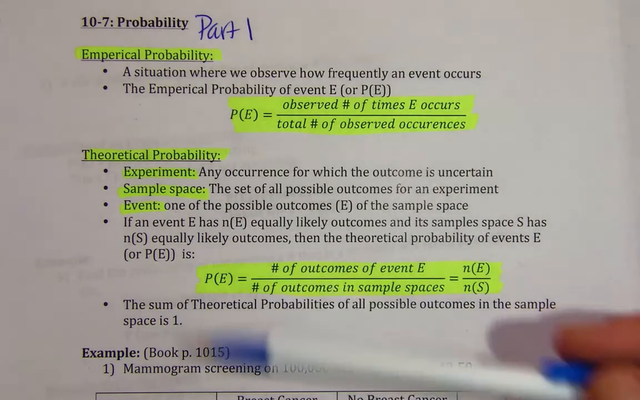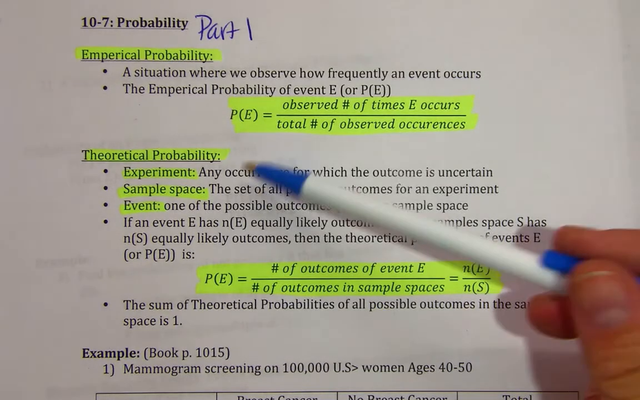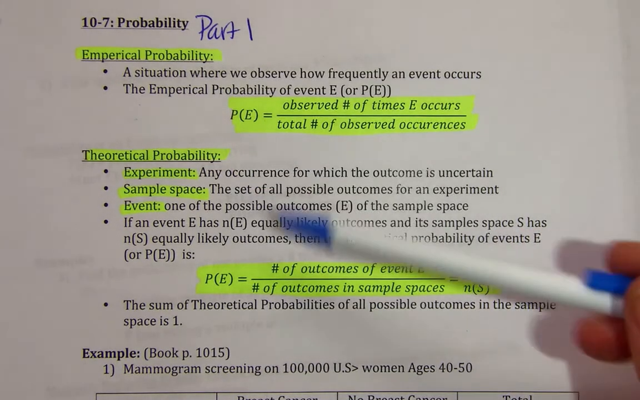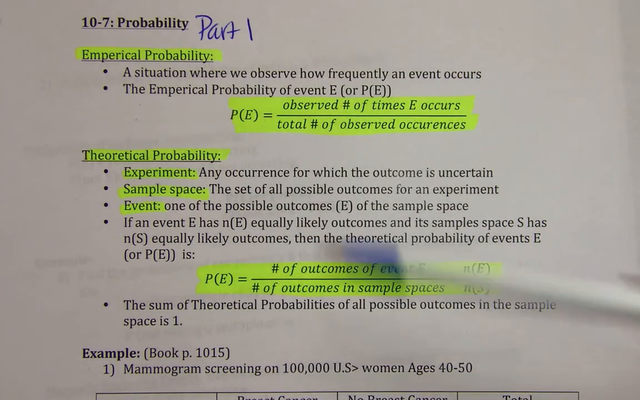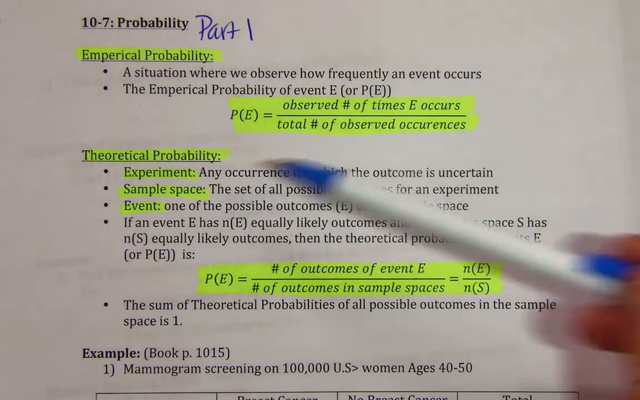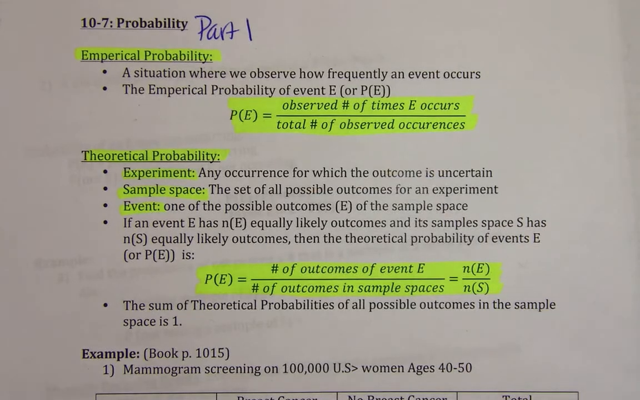The other type of probability that we are going to be looking at, and this is probably what we will spend more time on, is theoretical probability. There are some terms we need to understand in theoretical probability. The first one is an experiment: any occurrence for which the outcome is uncertain. For example, again, if I roll a die, the theoretical probability of rolling a 2.